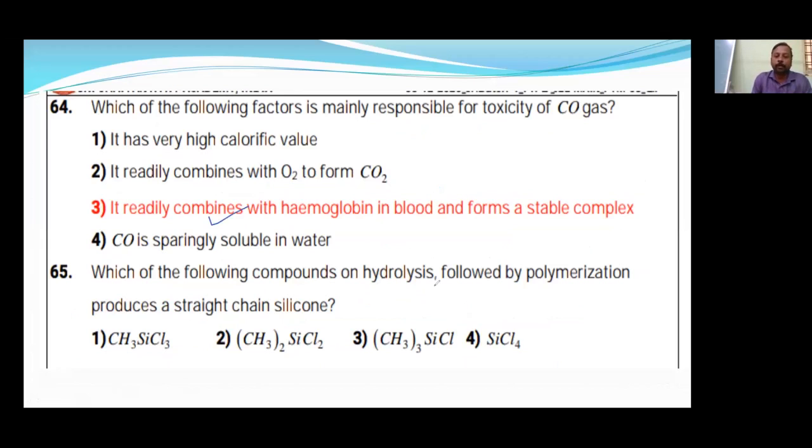Which of the following on hydrolysis gives straight chain silicone? Straight chain silicone will be there when only two chlorines are there. If three are there, then cross-linked. If four are there, then it will be a polymeric network. So this is used for termination. Silicones, you will find one good lecture on YouTube. You can go through that if required, if possible.